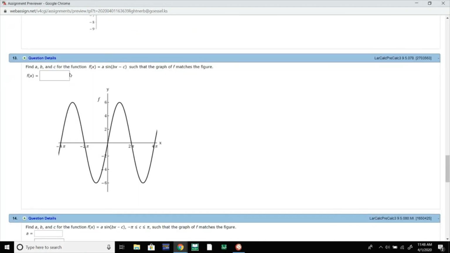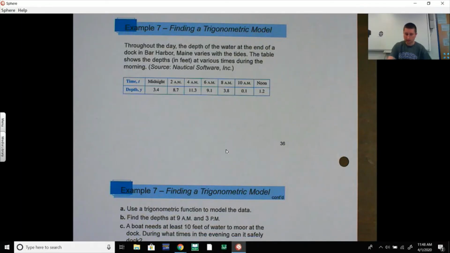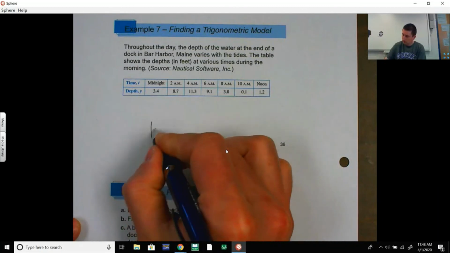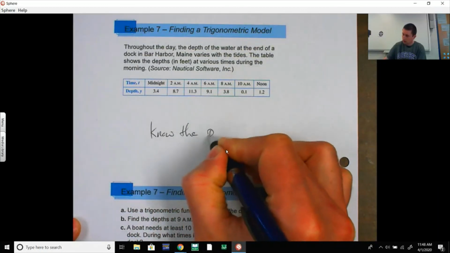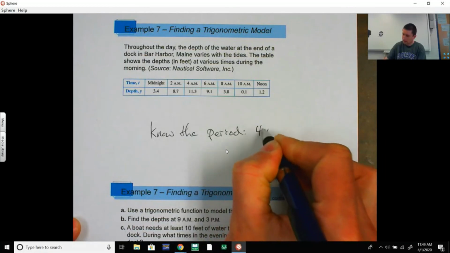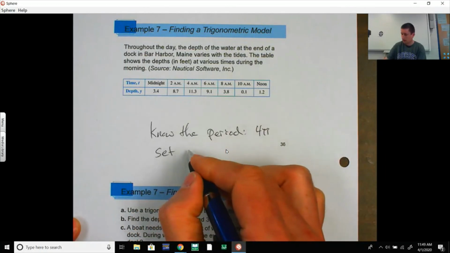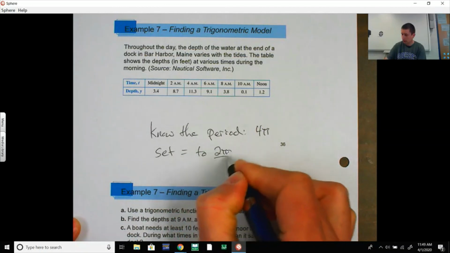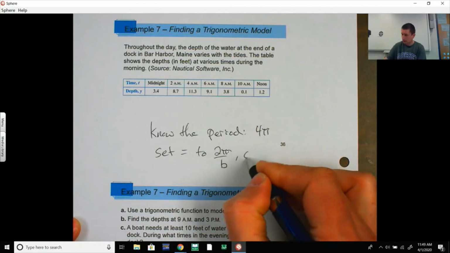Okay. Find A, B, and C for the function. Notice it's a sine function. So sine always starts at 0, 0, so I don't think there's been a phase shift in this one. So C in this case would be 0. You want the amplitude and the period. Notice the period is 4 pi. Okay? So you need to find the B value. So what happens with that is if you know the period, in this case, let's say it's 4 pi, you have to set it equal to 2 pi over B, and then solve for B.